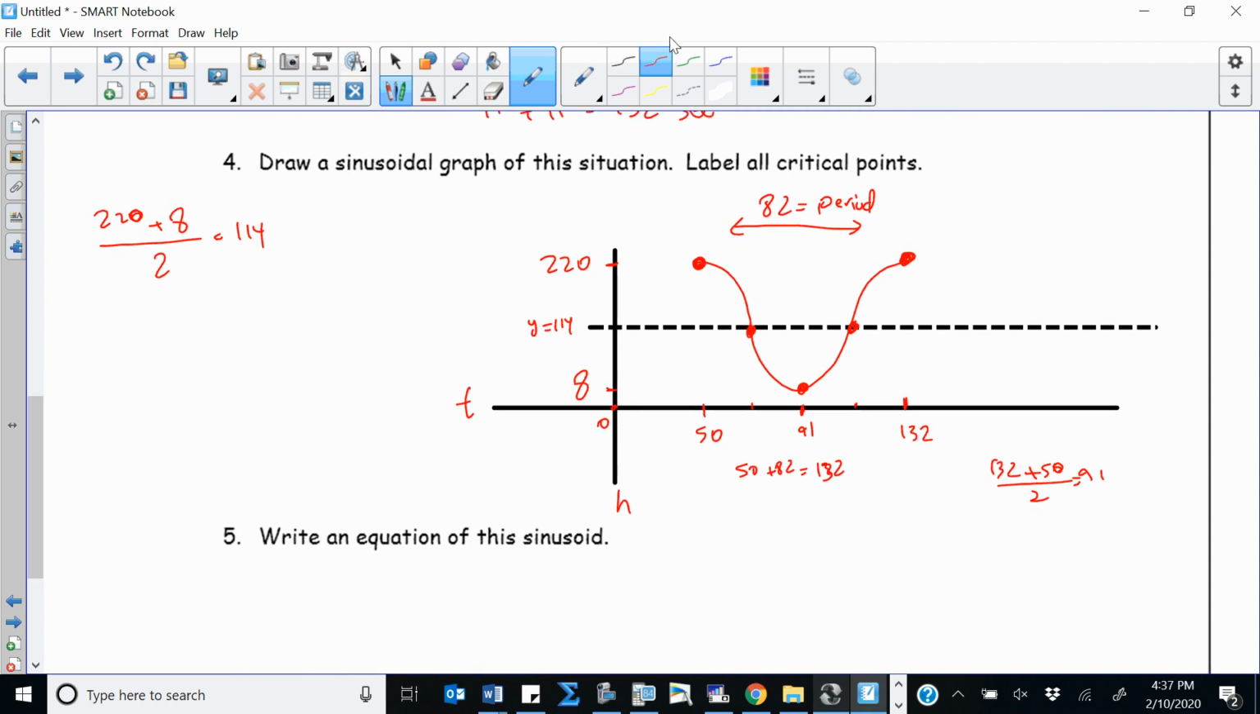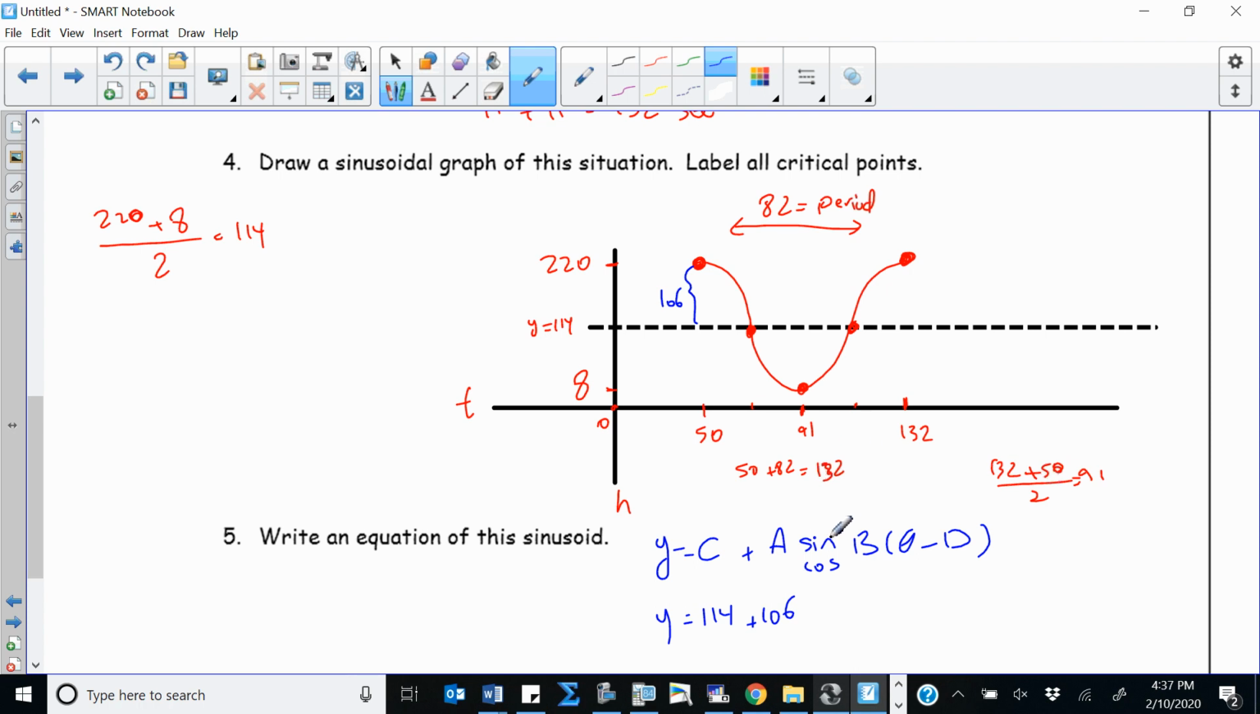Then to write the equation of this graph, we know that the general form is y equal to c plus a sine or cosine of b theta minus d. So we're going to start finding all these values. C is the vertical shift or the sinusoidal axis, which is here at 114. So this is 114. And then A is the amplitude. Amplitude is the distance between the highest point and the sinusoidal axis. This distance is 220 minus 114, which is 106. So this is the amplitude.